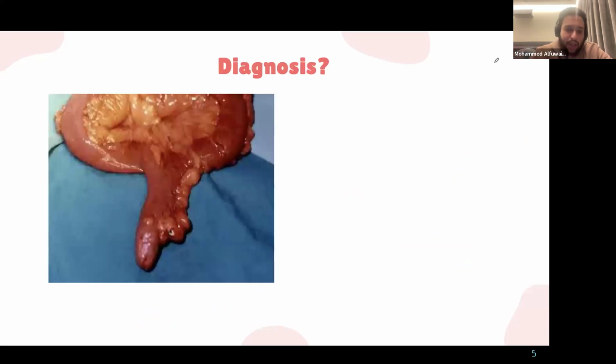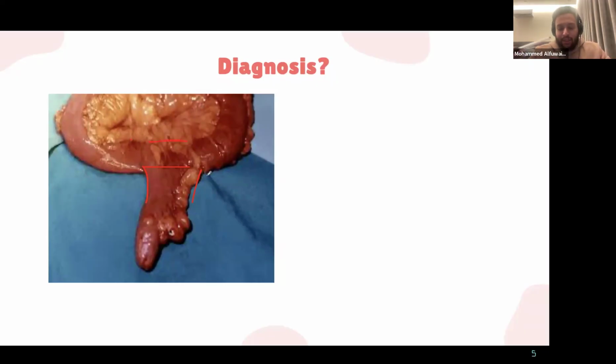So now, you have this patient who has a diverticula that's involving all layers of the bowel, 2 feet away from the ileocecal junction at the anti-mesenteric border. This is the mesenteric. This is the anti-mesenteric. What is this? Meckel's diverticulum.